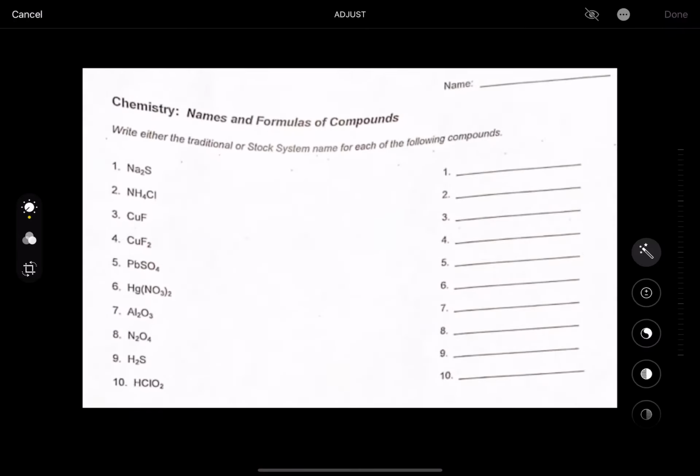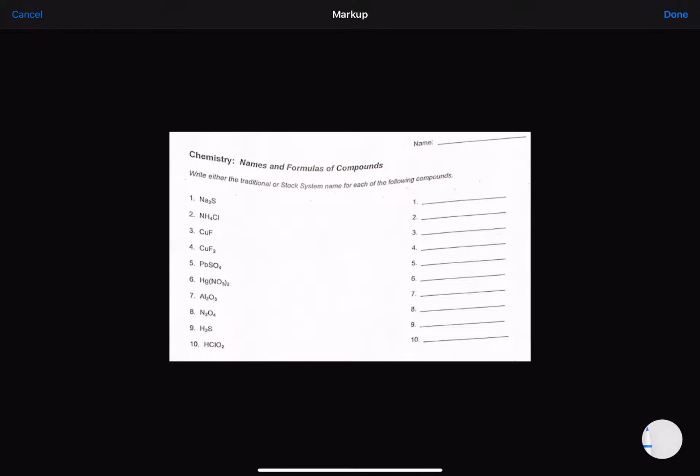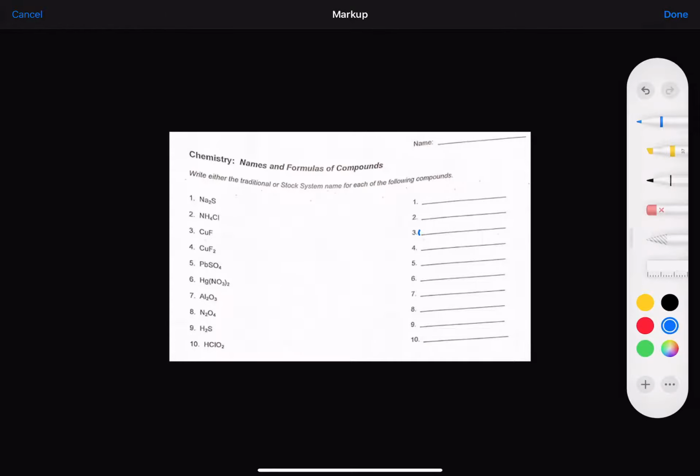All right, I'm going to try to get the markup up here. Okay, I think we're good. All right, so I thought this would be easier to write. We already did this one, number 1.